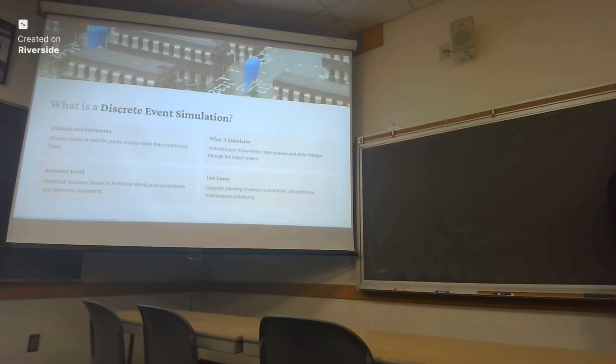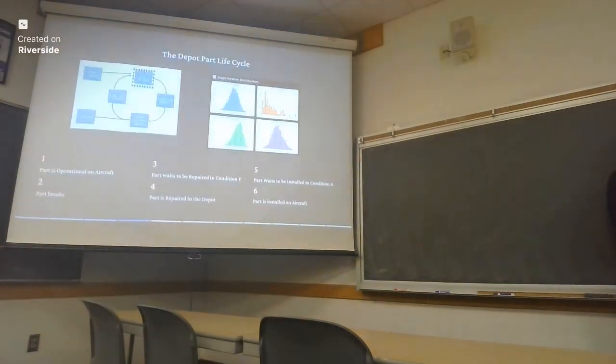Some of the other use cases that you could use in the future would include capacity planning. Maybe we know that increasing space will help, but how much? How much more space do we need? Or how can we optimize our inventory? We can do all this through discrete event simulation, and it will be statistically accurate based on distribution parameters from historical data and real world constraints. But with that being said, not every simulation can follow the real world exactly. There will always be some things that are slightly off.